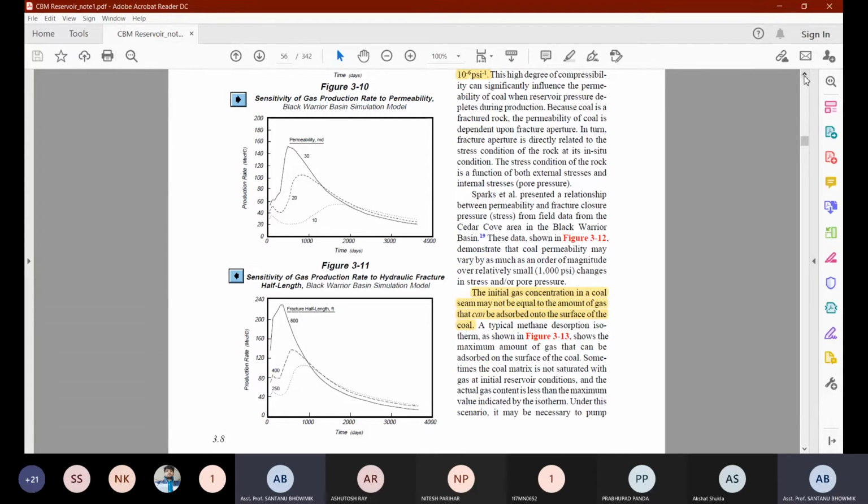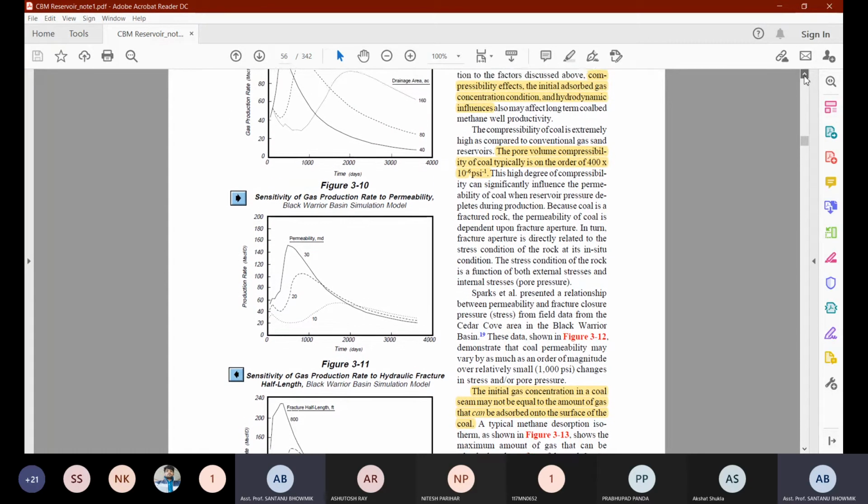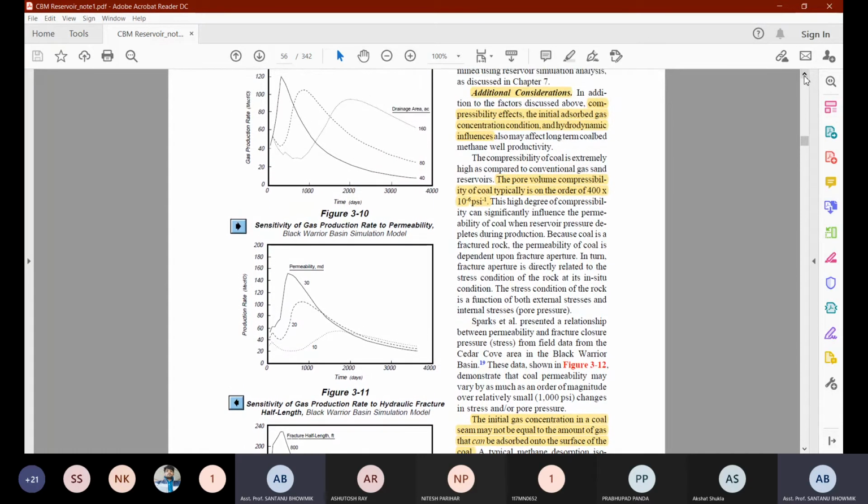Now let us come to the additional discussions, additional parameters. First they have mentioned the compressibility effect. Compressibility of coal is extremely high as compared to a conventional gas reservoir. Compressibility means if you apply pressure or force, it is going to compress, and if you remove the pressure, it is going to expand. So coal, in comparison to other types of rocks, is very much compressible.